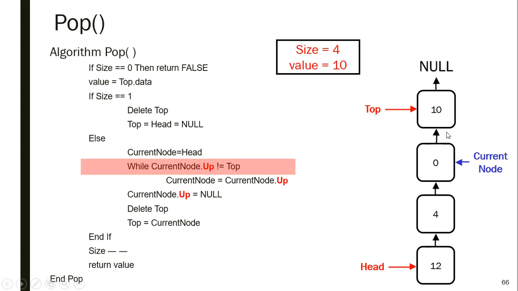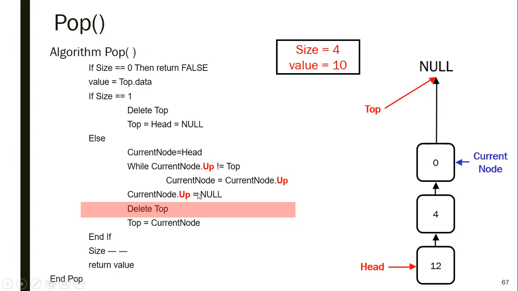Now current node.up will become null. You see, you are going to delete this one, so you don't need this 10 because you have already saved it and you will return it at the end. So this will become the new top. Before doing this, if this is going to become top, its up must point towards null. So current node.up is equal to null, and you have deleted the top.